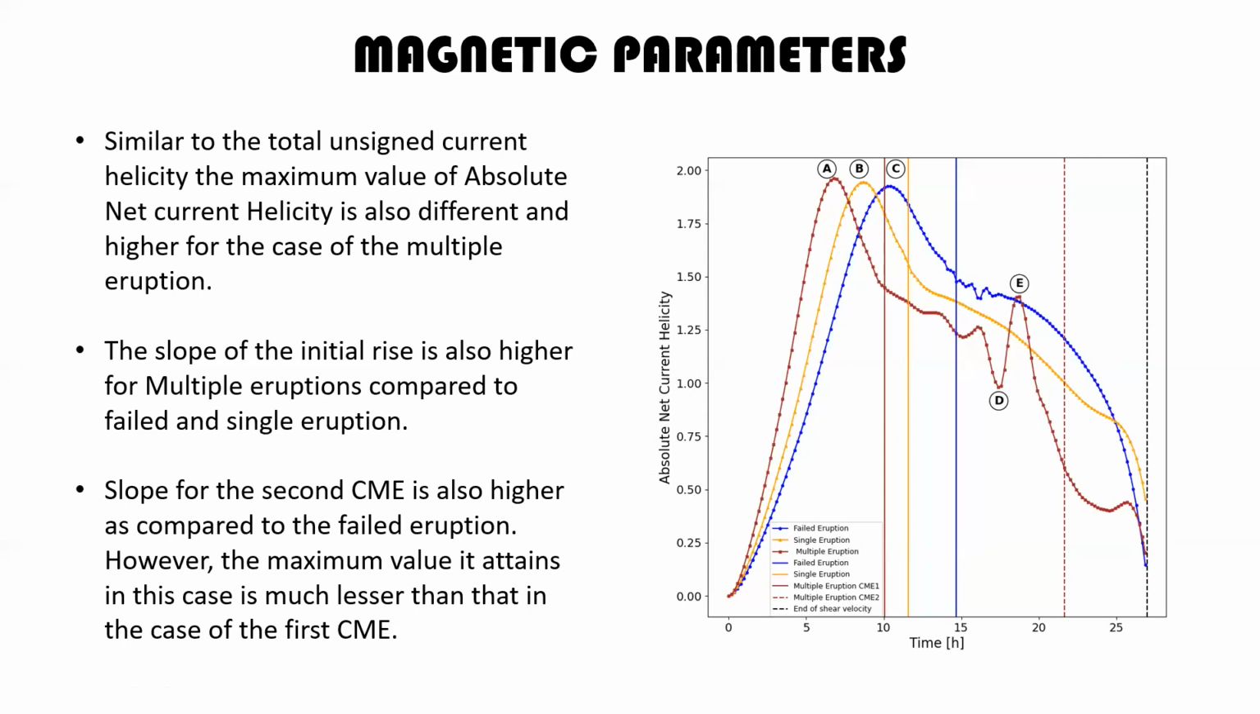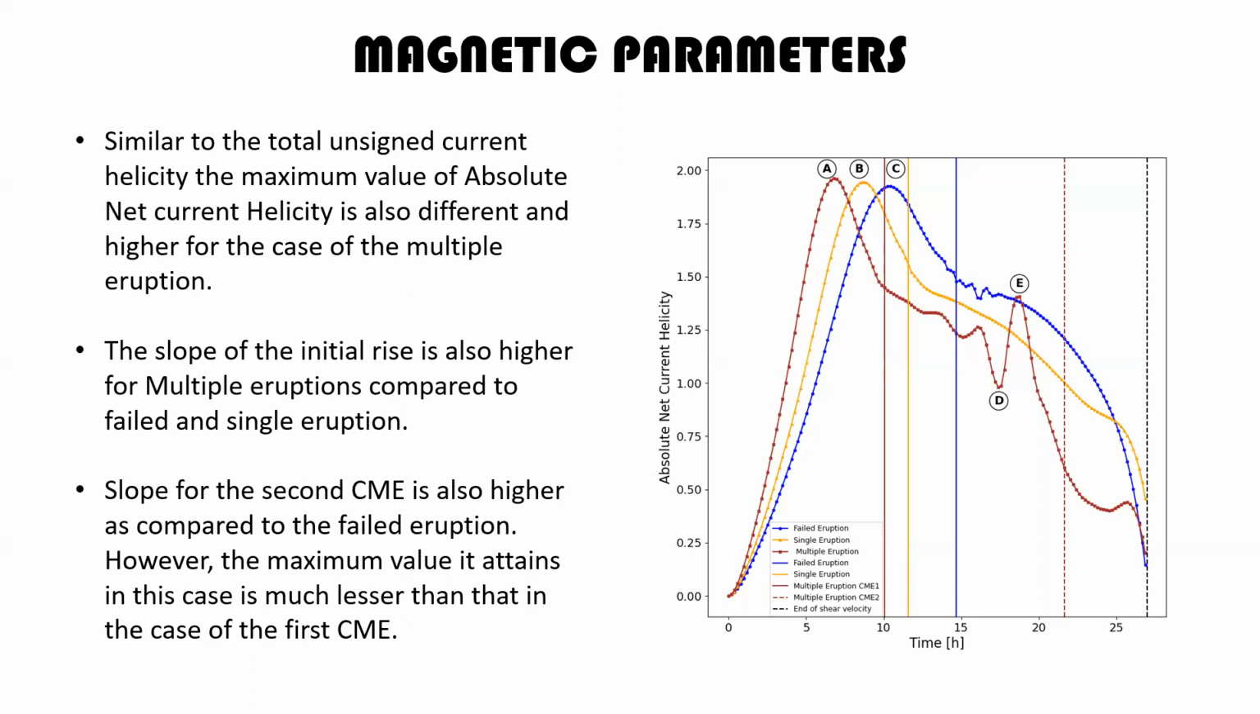So after studying these three global parameters, we can say that from observation, one can study the time evolution of these shear parameters, and especially the absolute net current helicity, because this parameter is giving us more insight about the various scenarios of these eruptions.